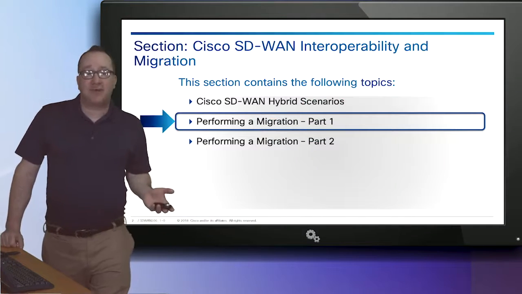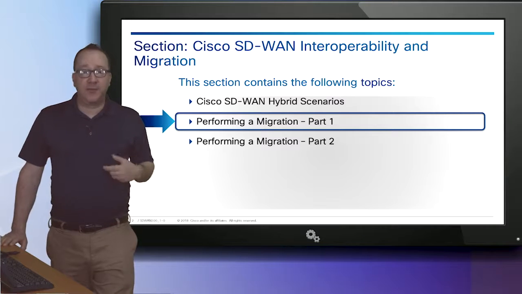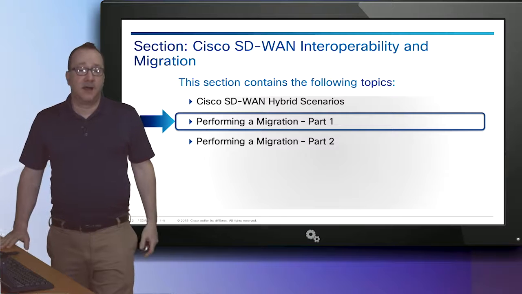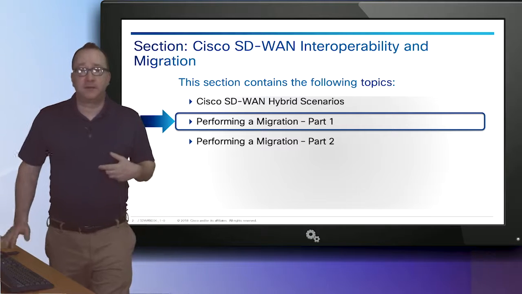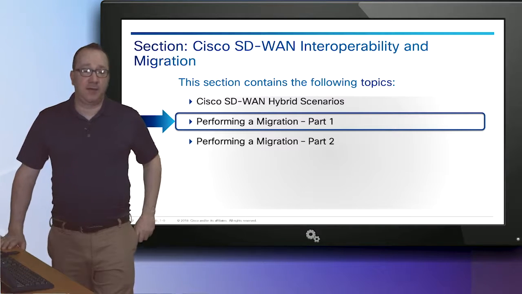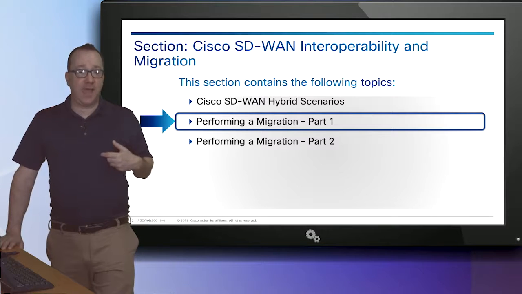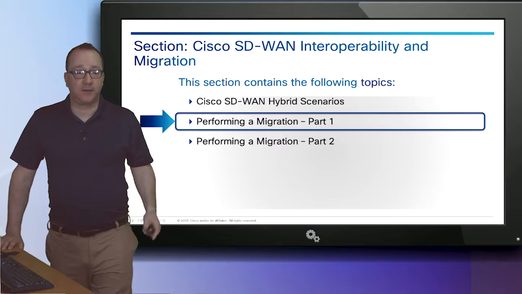So, in many networks, SD-WAN isn't going to be deployed in a greenfield environment, basically an environment where there's nothing there already. It's going to be brownfield, where there's already an existing network. So this is why it's important to understand how to introduce SD-WAN into an already operational network.